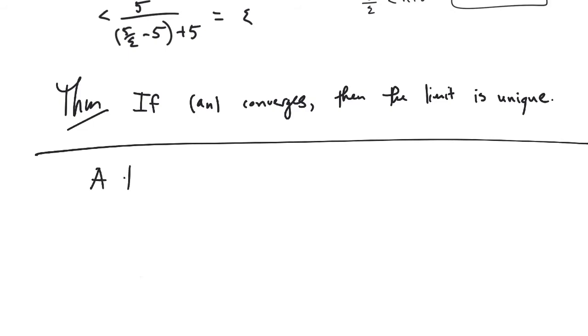One is what I will call a topological view of convergence. Topological is a fancy word. Topology is a discipline within mathematics.